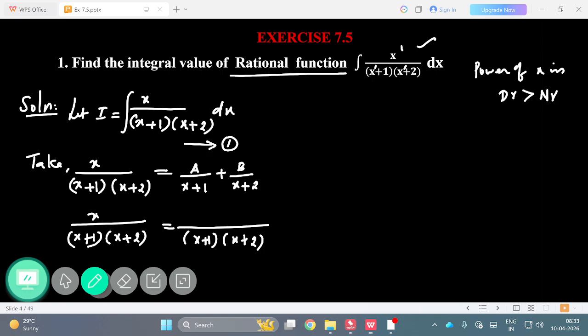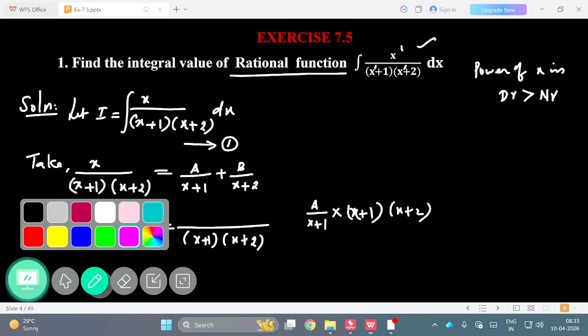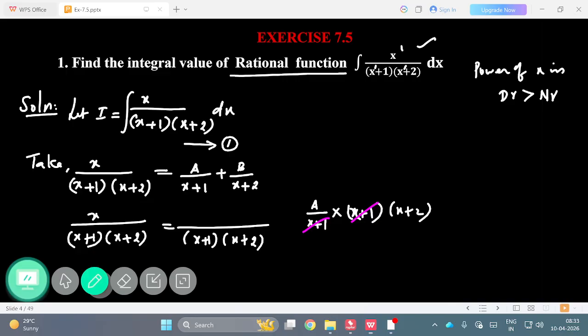Now look at this, Kanna, please. This is the first time you are going to do the partial fraction method. Now what I am going to do here? Now we can take the LCM of that. What is the first term? a by x plus 1. What is the LCM, Kanna? x plus 1 into x plus 2, correct? So look at this, cancel. What is cancelled here? x plus 1, x plus 1 cancel. What is remaining here? a into x plus 2.